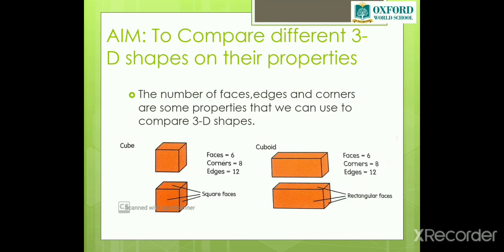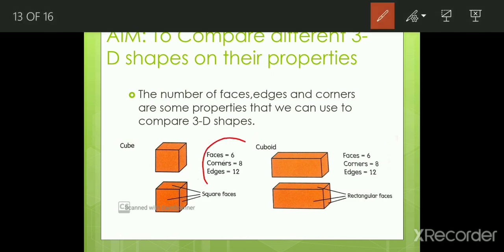For example, cube and cuboid. In a cube, we have 6 faces, 8 corners, and 12 edges. And in the cuboid also, we have 6 faces, 8 corners, and 12 edges. Now the question arises, how are these two shapes alike? Well, look at these two shapes carefully. They have the same number of faces, edges, and corners, but they look different.